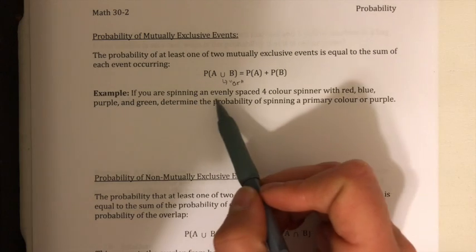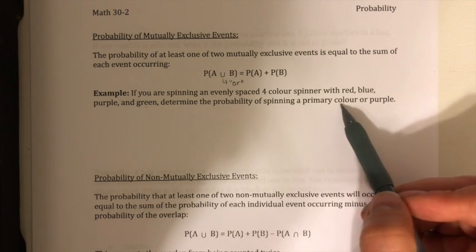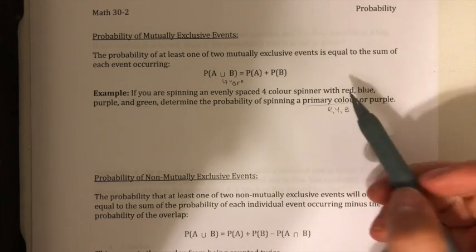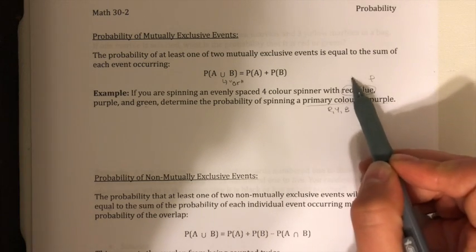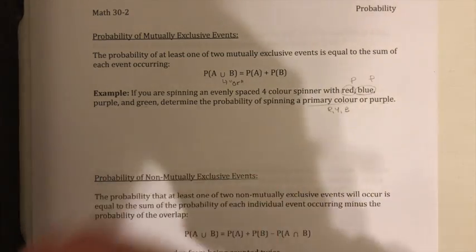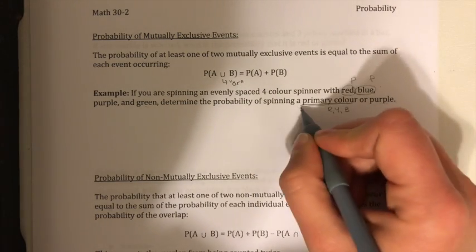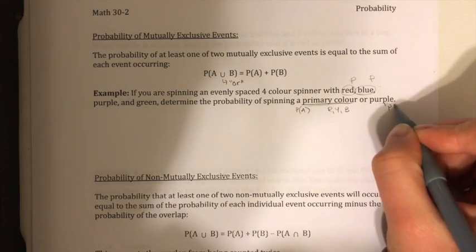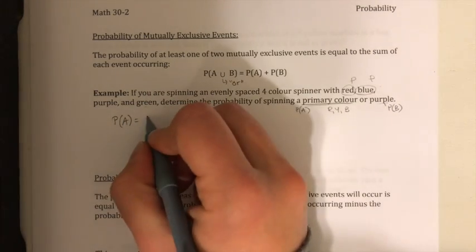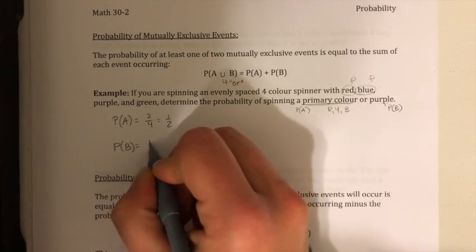Okay, so if we're spinning an evenly spaced 4-color spinner with red, blue, purple, and green, determine the probability of spinning a primary color or purple. So primary, remember, are red, yellow, and blue. Of these options, we have red and blue. These are primary. And then or we want to look at purple. So let's call primary color event A, and purple event B. P(A) is 2 out of 4, so 1/2. P(B) is 1 out of 4.